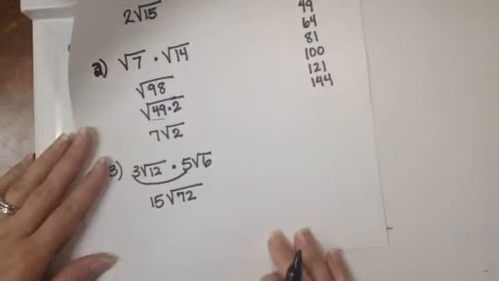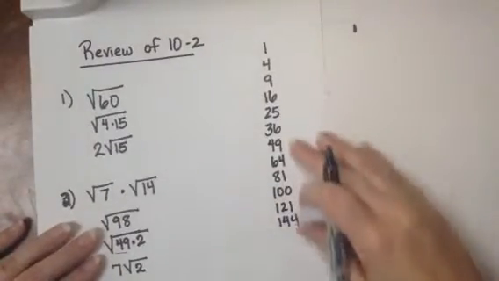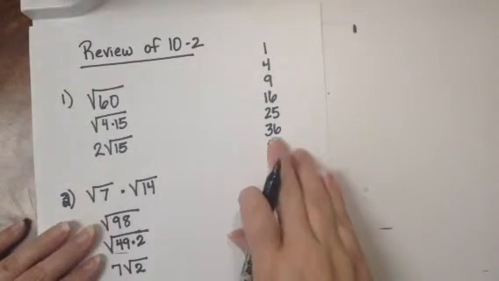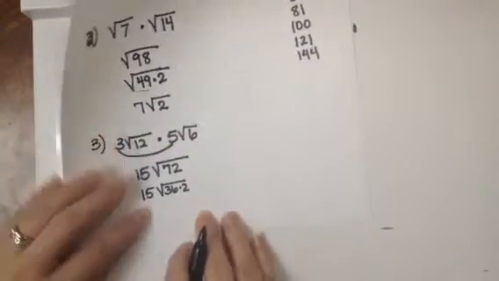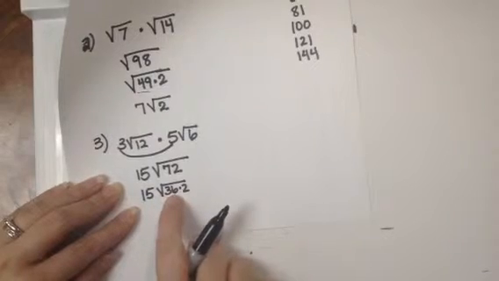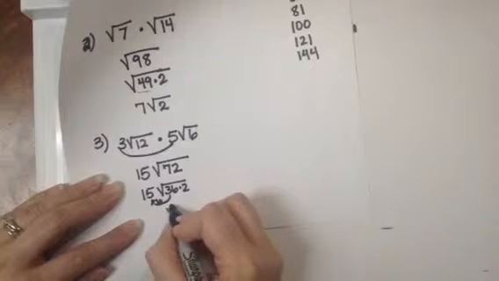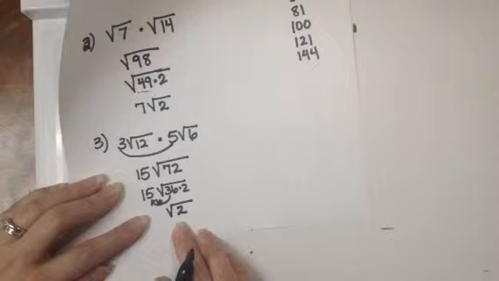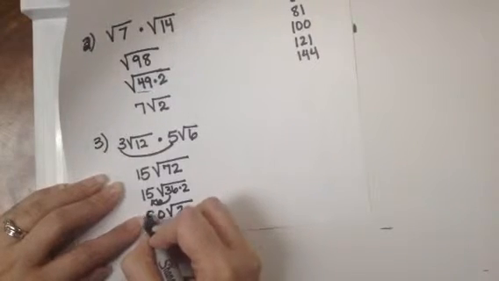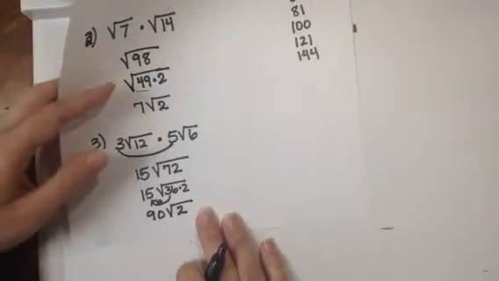I'm looking for a perfect square that goes into 72. I do want the largest perfect square here on this list. And the largest perfect square that goes into 72 is 36. 36 times 2. So then I say, what is the square root of 36? It's 6. I'm going to take that 6 and multiply it to the 15, leaving just the 2 under the radical. 15 times 6 is 30, carry the 3, is 90. 90 square root of 2 would be my final answer for that one.